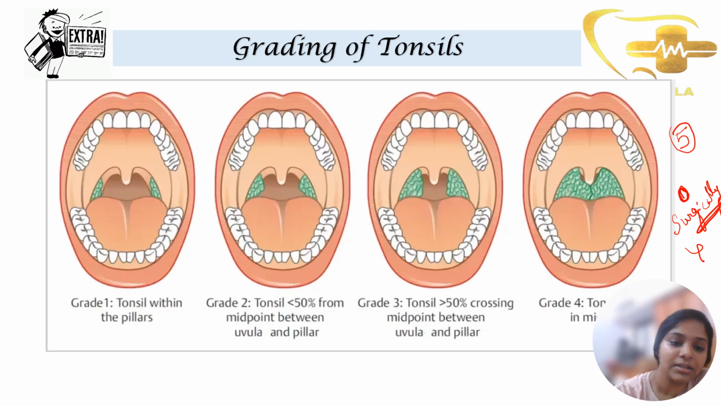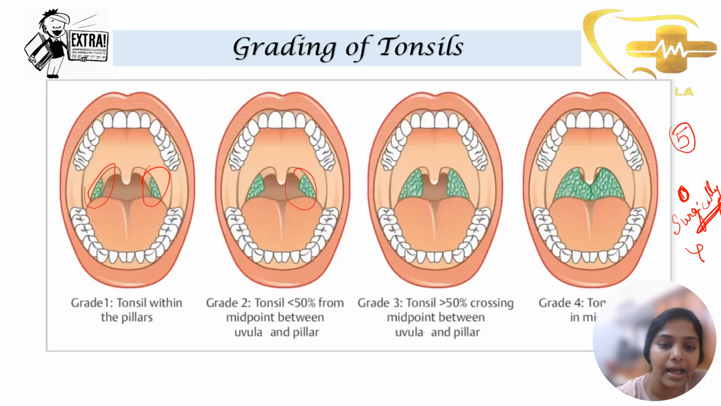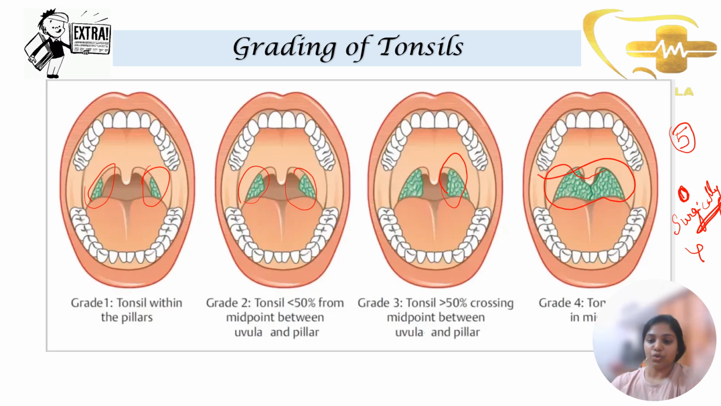Then grade 1 is the normal tonsil which is there within the pillars. Grade 2, tonsil less than 50% from the midpoint between the uvula and the pillar. Then tonsil grade 3, which is more than 50%, crossing the midpoint between the uvula and pillar. And grade 4, which is crossing the midline of the uvula, right? So these are the 5 grades of tonsils. Remember there are 5 grades of tonsils, grade 0 to grade 4. Grade 0 is the one where the tonsil is removed surgically, right? So this is an extra point which you can remember, and it might be asked in the exam also.